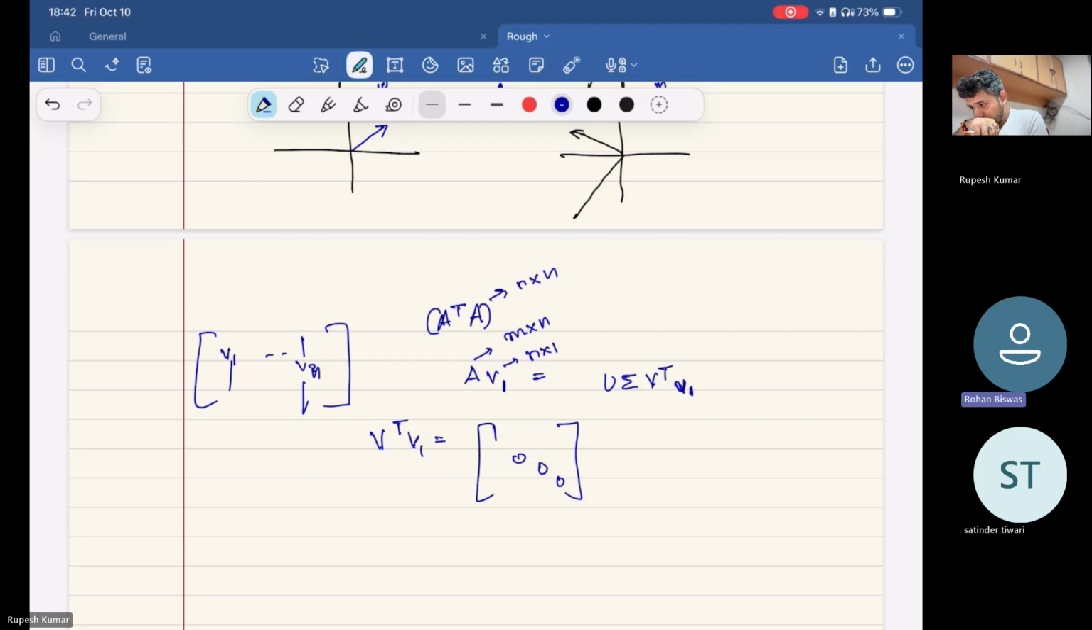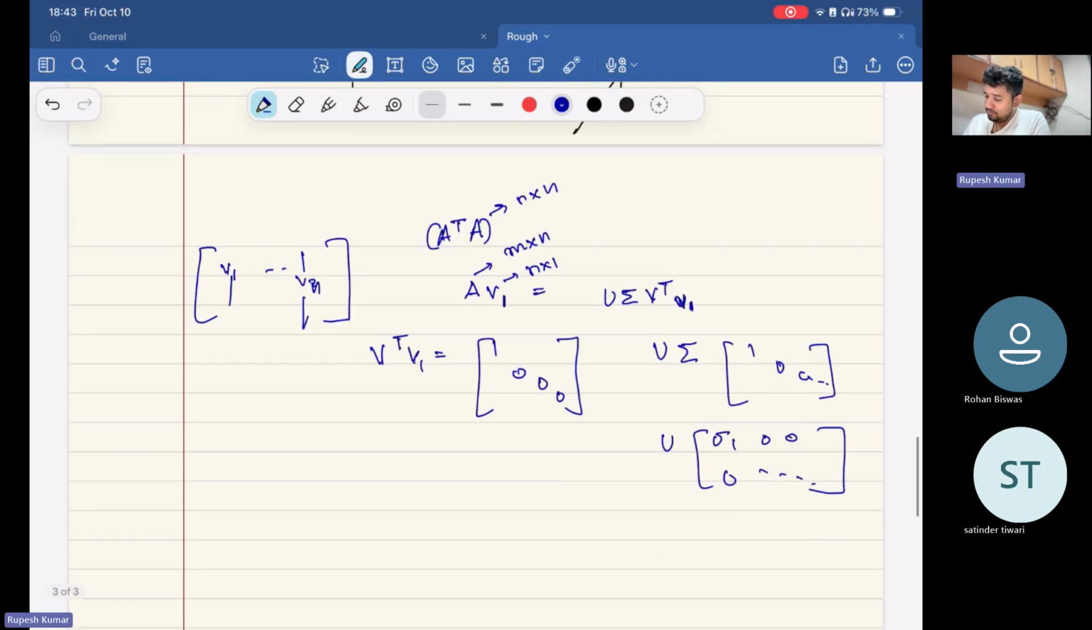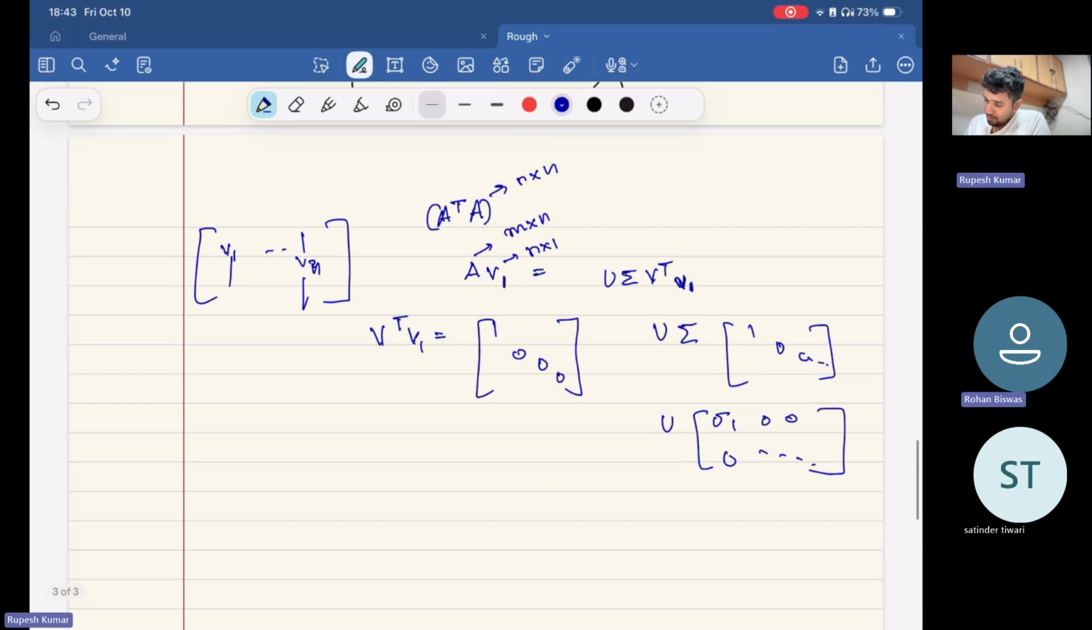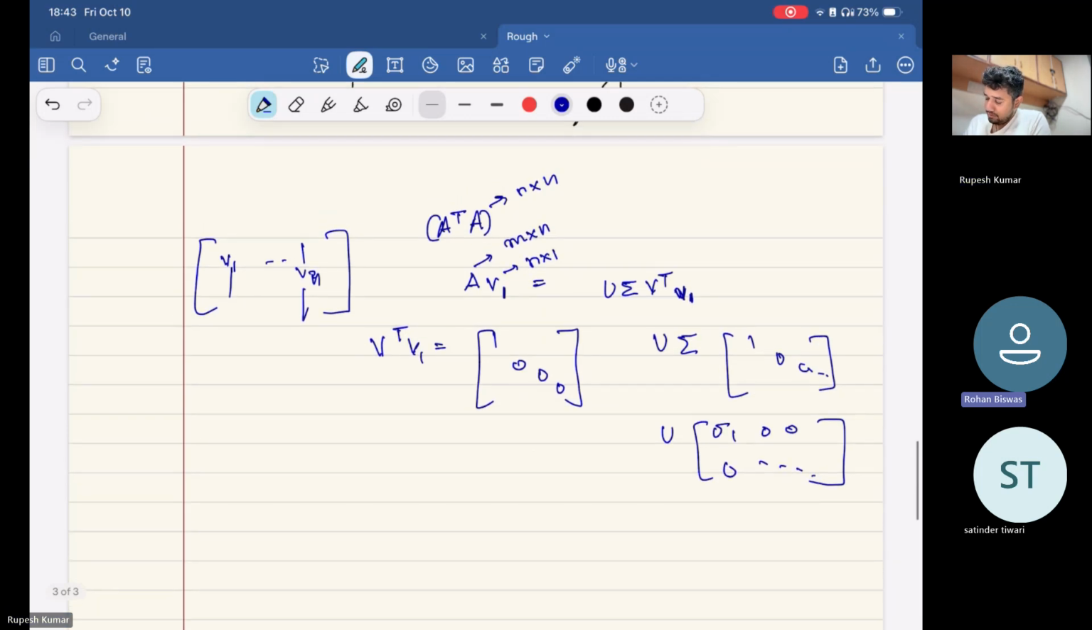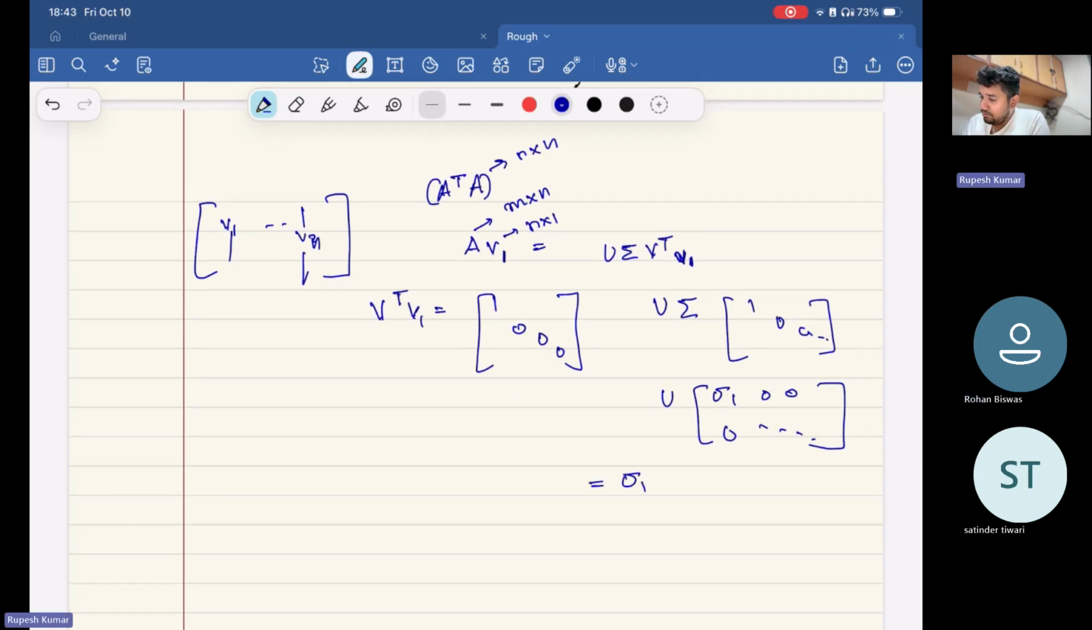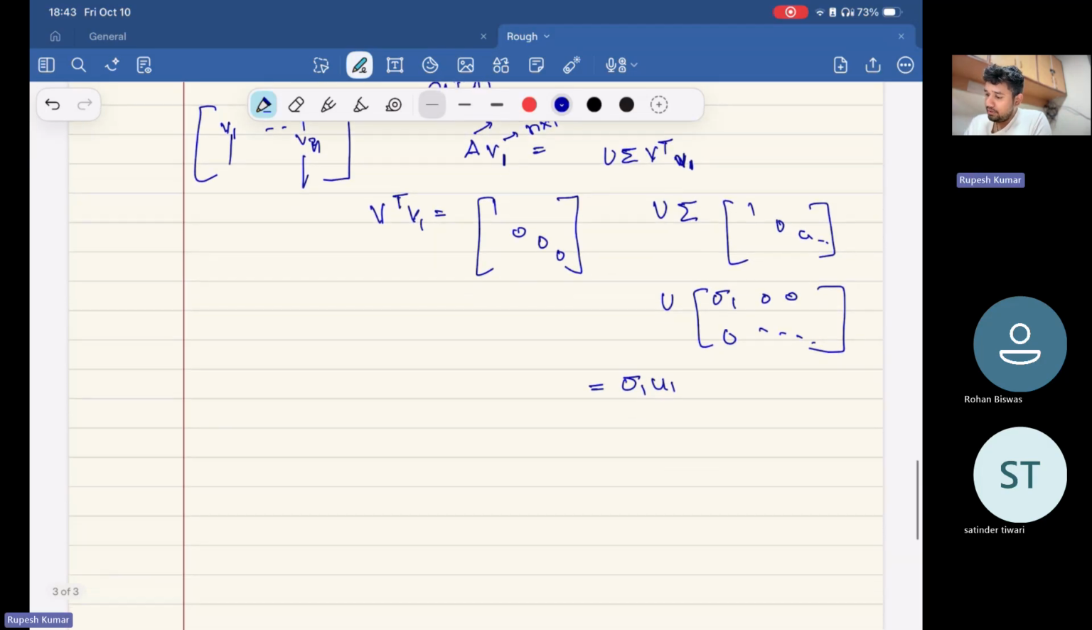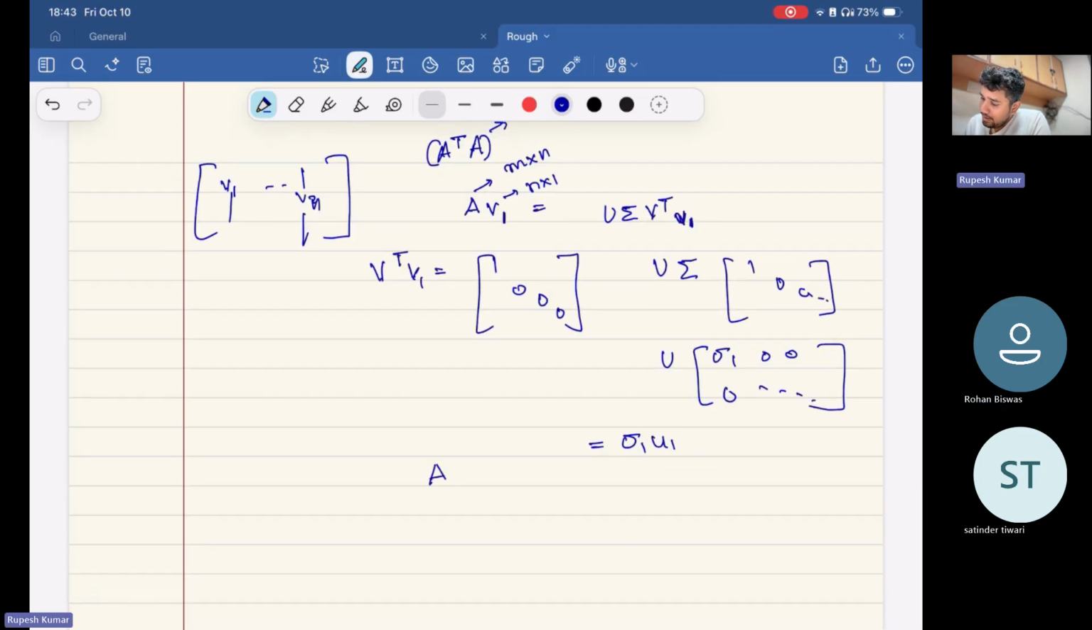So this will become something like this, and then U sigma something like this. And then sigma into this will essentially be U into sigma 1 into this, because only sigma 1 will be there; the rest of the diagonal elements will be 0. And this will become sigma 1 u1. So basically what we are saying is A v1 equals sigma 1 u1.